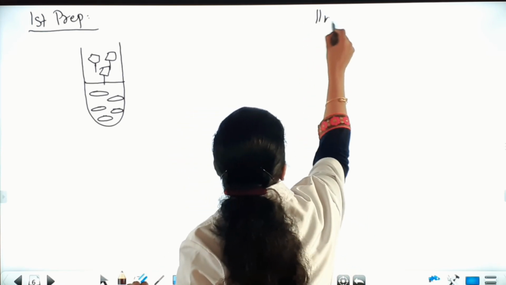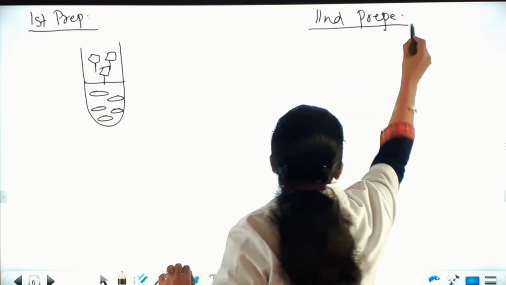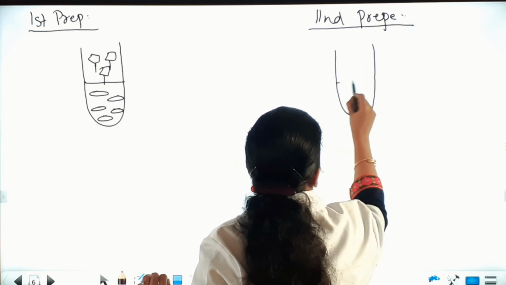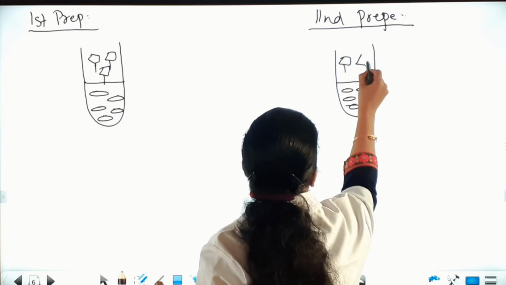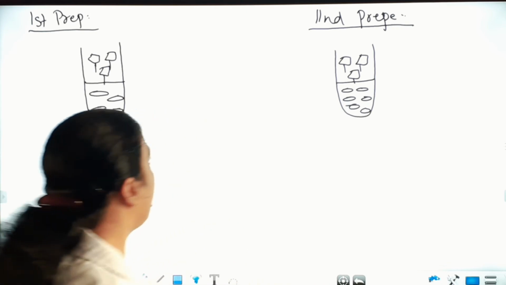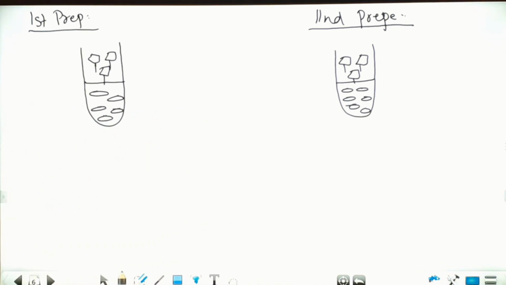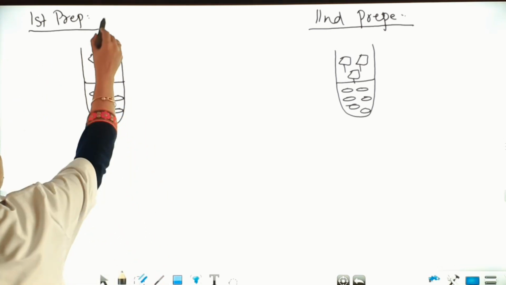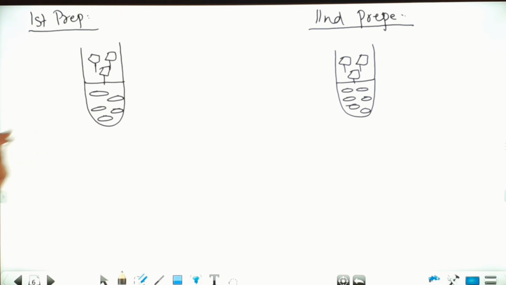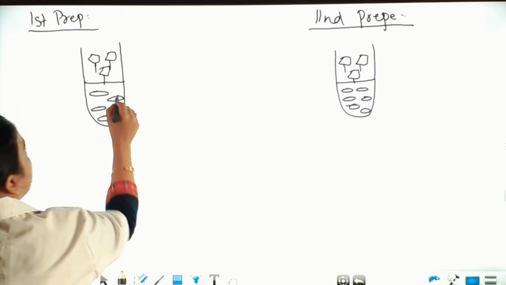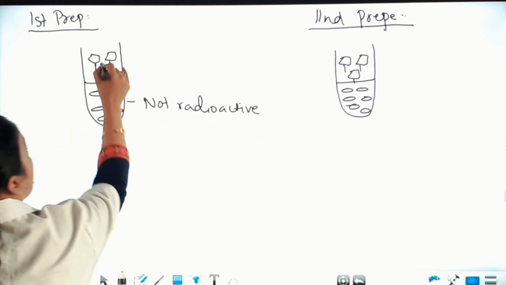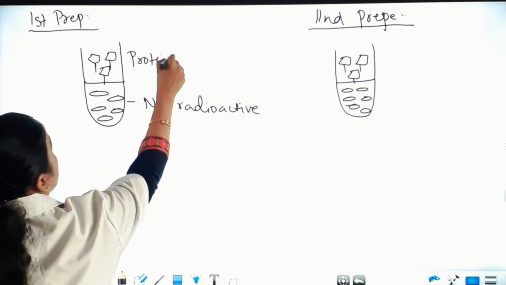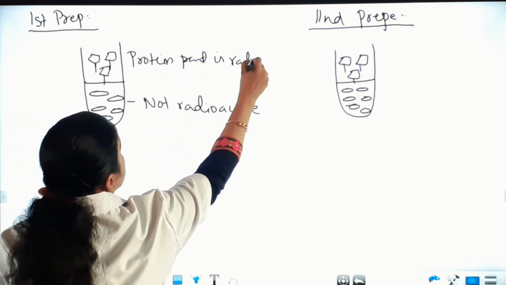And in the second preparation also we will get like this. Here the bacteria settled down, and here the phage remain as supernatant. So the conclusion: here is the phage and this is the bacteria. In the first preparation, as you know, the protein coat was made radioactive. The bacteria is not radioactive, but the phage's protein part is radioactive.